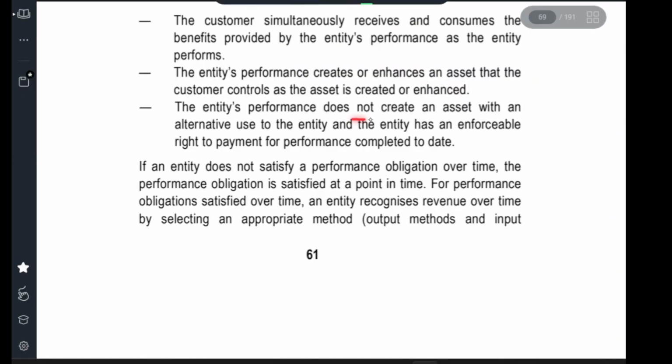The entity's performance does not create an asset with an alternative use to the entity, and the entity has an enforceable right to payment for performance completed to date.